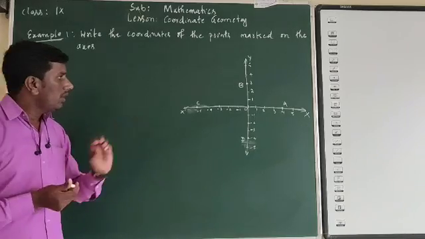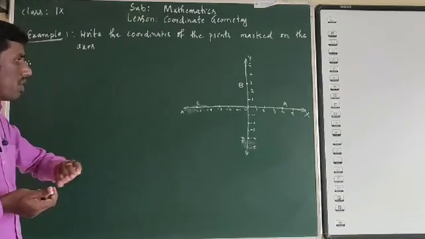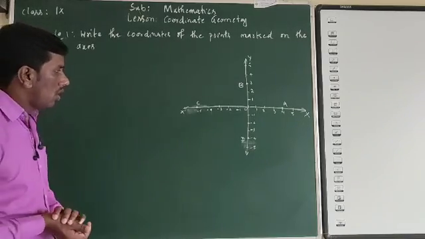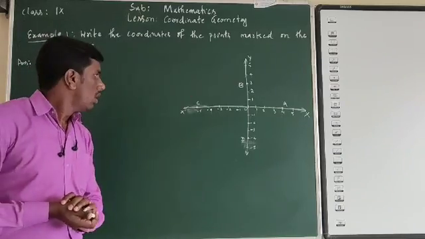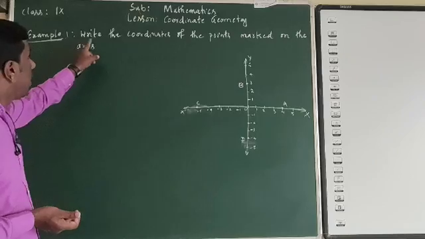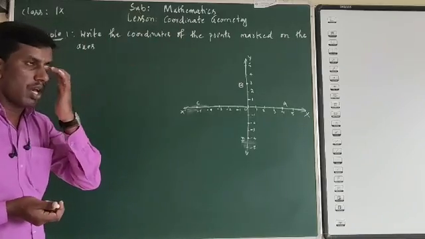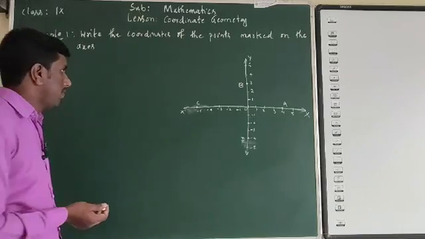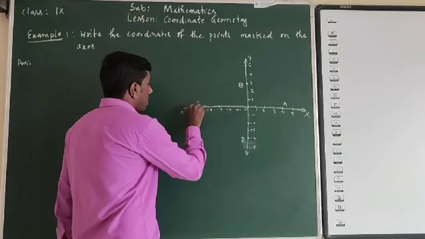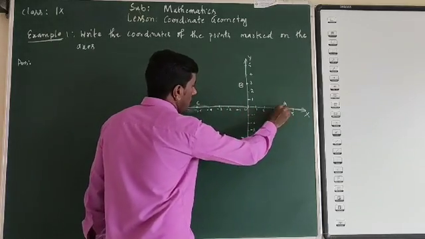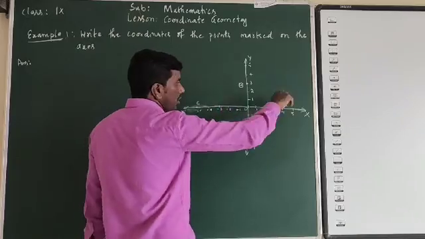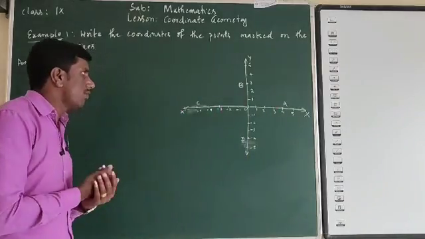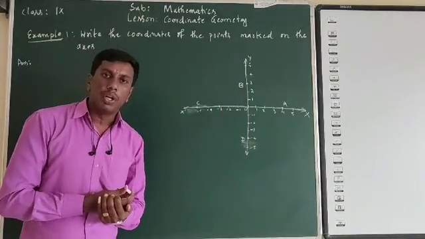Okay. Here they have marked the points in the coordinate system, or the Cartesian plane, or the xy plane. The question is, write the coordinates of the points marked on the axis. So they have marked the points, say A, B, C, D. For these we should write the coordinates.